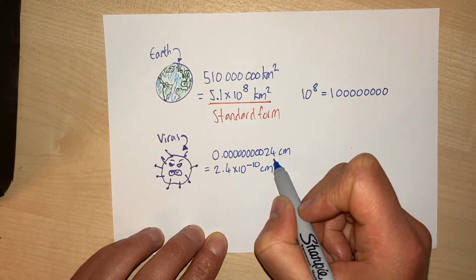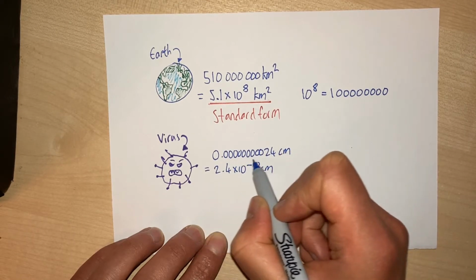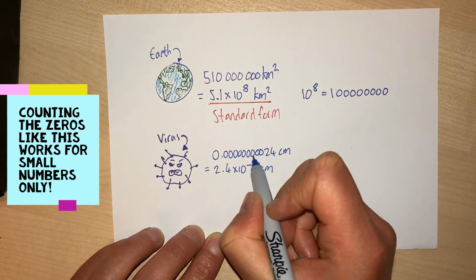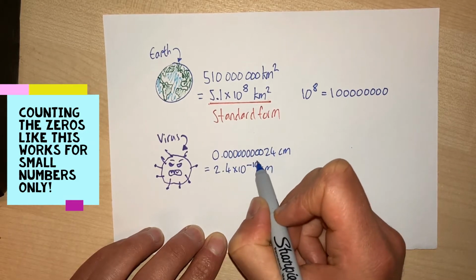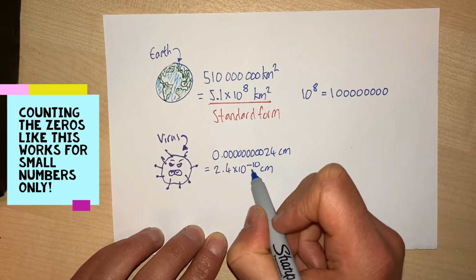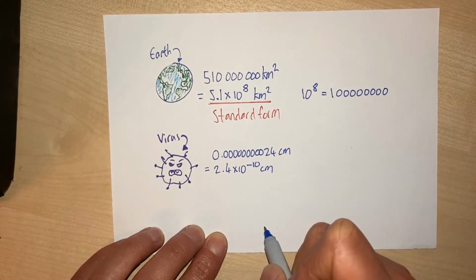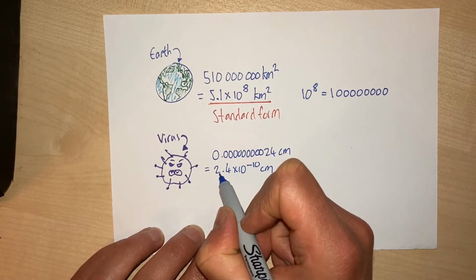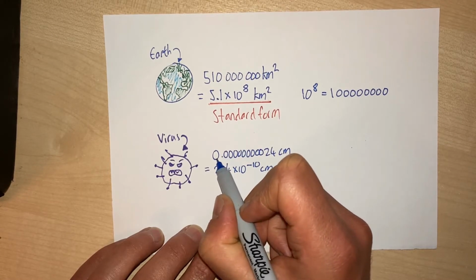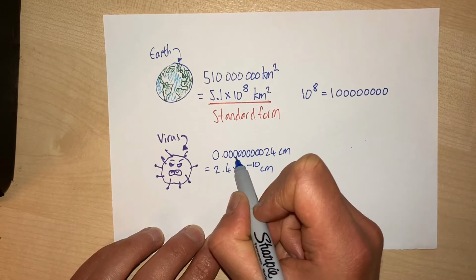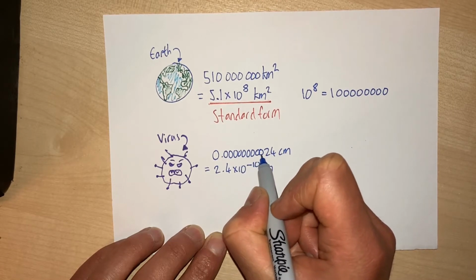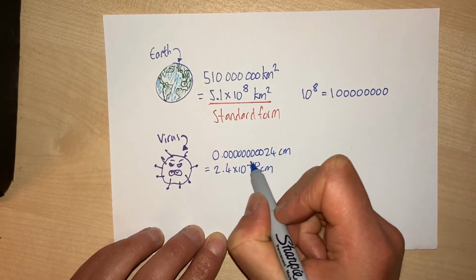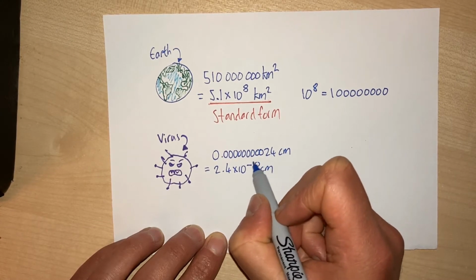And to do that, I can count the zeros that come before it. 1, 2, 3, 4, 5, 6, 7, 8, 9, 10. That's where this negative 10 comes from. And it's because in my answer, the 2 starts before the decimal point, but in the original, it's moved from here, 1, 2, 3, 4, 5, 6, 7, 8, 9, 10 places to the right. That's why the negative 10 is there.